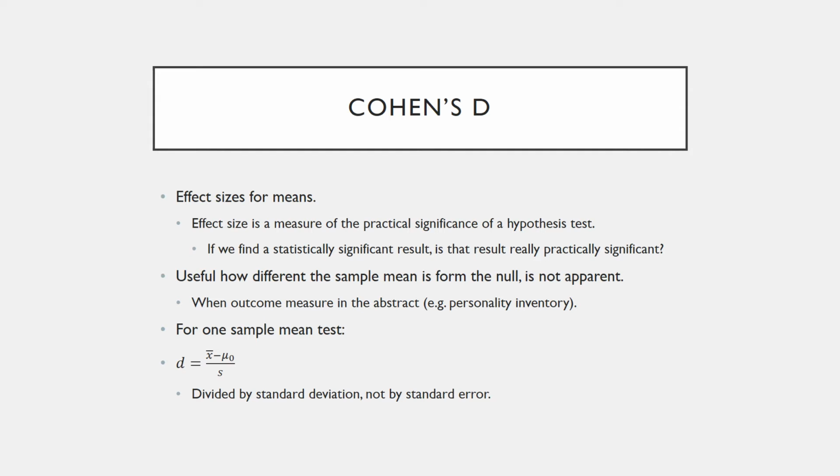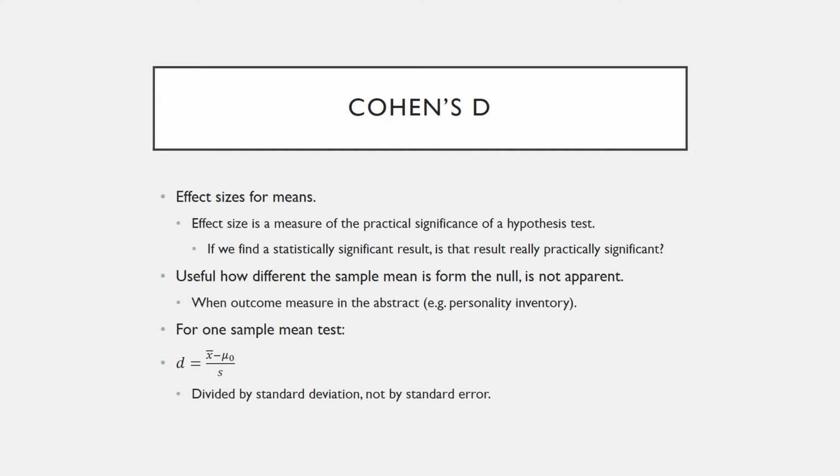And you can see for a one sample mean test here that to get Cohen's D, you do the sample mean minus your comparison value that you had in the null. Whatever value you think is important, we usually call that the comparison value. In the pizza example it would be 30.